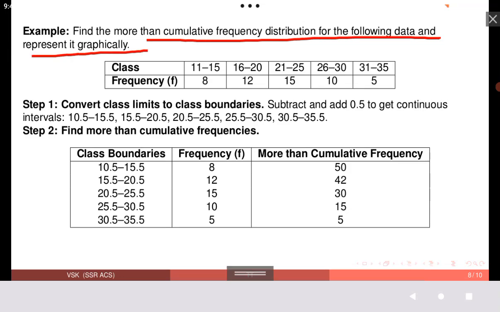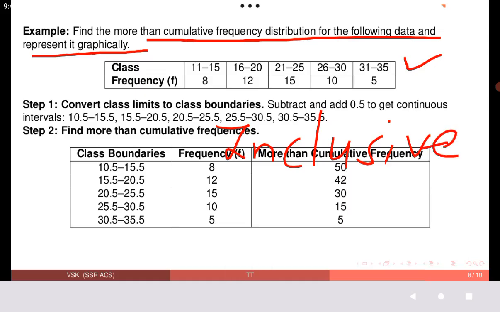Now here we have to first of all check the class. This class interval is given in the form of inclusive method. Why is it inclusive? As I explained, there is a gap. It is 11 to 15, 16 to 20, 21 to 25. There is a gap. Then next starts with 26 to 30. Next starts with 31 to 35. So there is a gap.